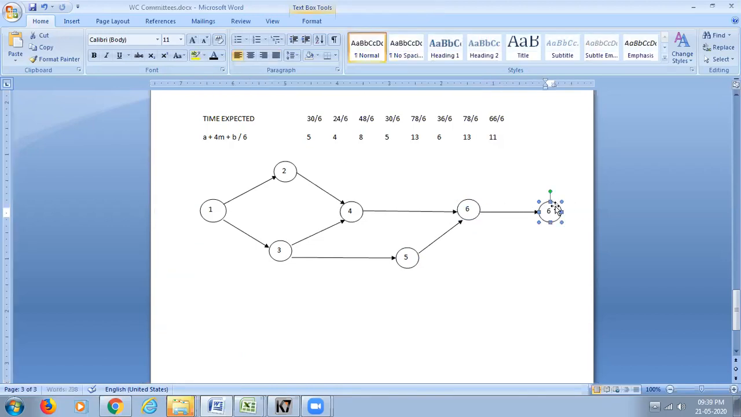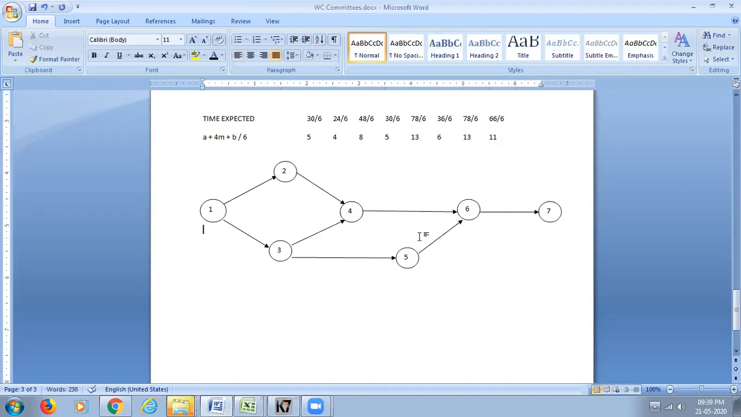So the diagram is done, networking is done. Only one starting point, one ending point. What is our next task? Come up with the starting time and the ending time. For activity 1 to 2, the time expected is 5. So we'll start with 0 and end at 5, 0 comma 5.